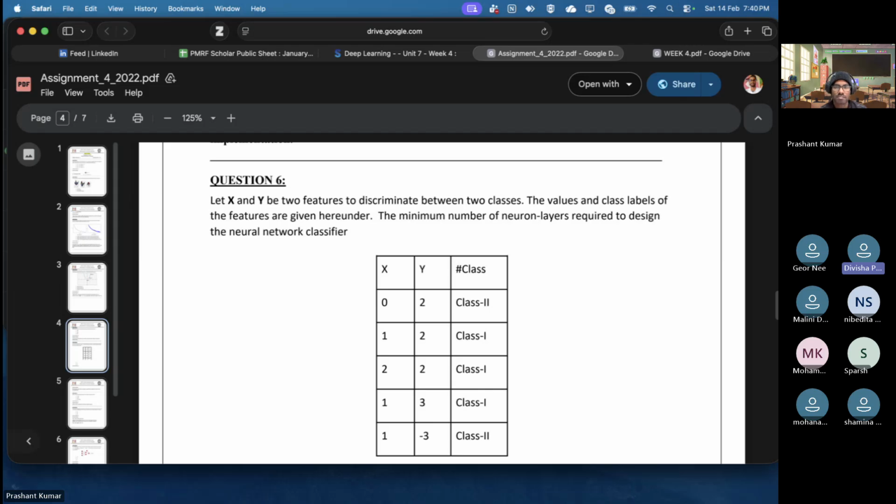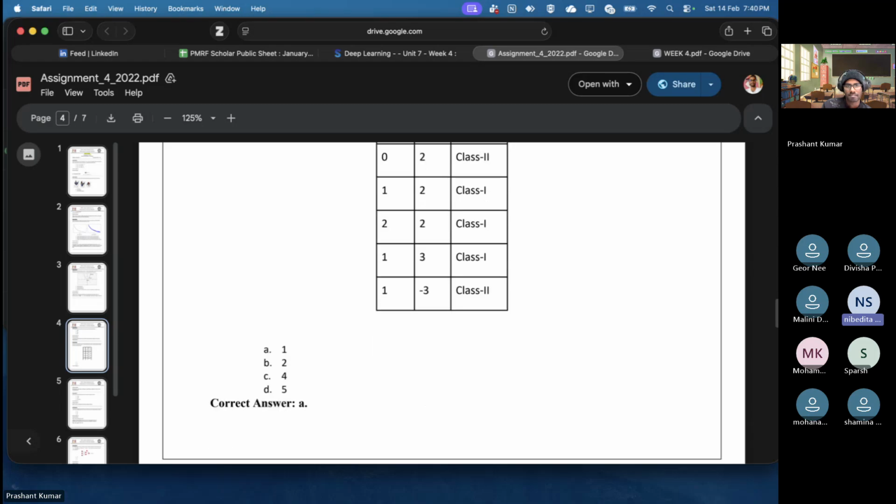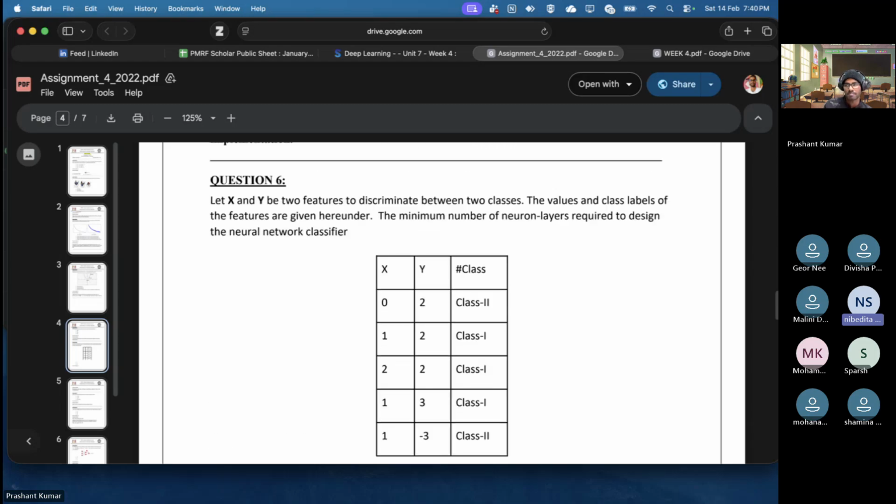Maybe if you draw it on an XY graph and write the class value, like 1 or 2, for every point, you should be able to create a line between those two classes. If you are able to do that, then it is a linear classifier. The minimum number of layers means how many linear classifiers we are having, that many neuron layers. Yes, you're right.